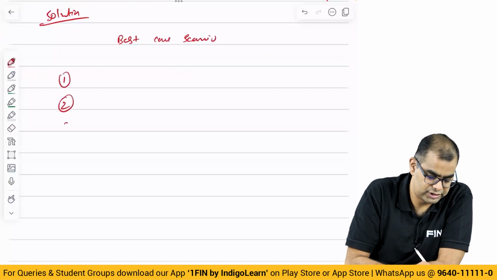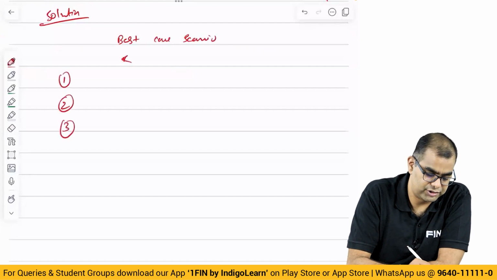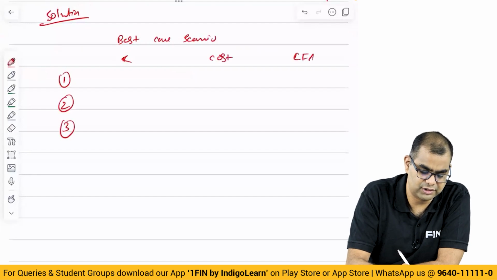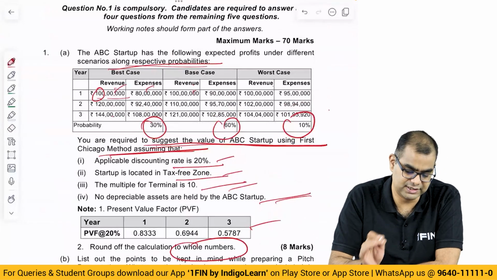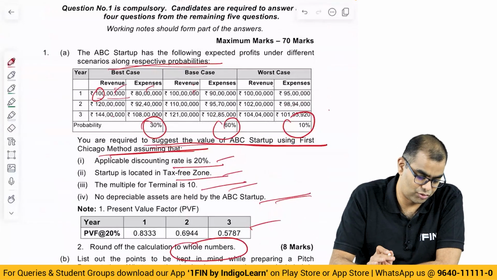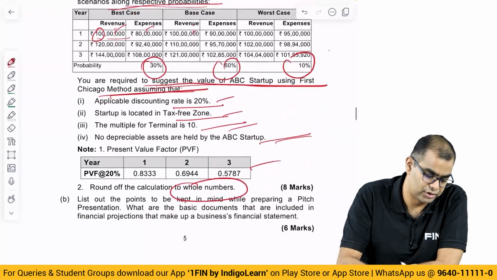Years 1, 2, and 3. 3 years. Revenue, cost, CFAT. There is nothing else. Applicable discounting rate, tax free. So whatever is cash flow before tax is after tax. No depreciation, no issue. So directly the difference between those two.